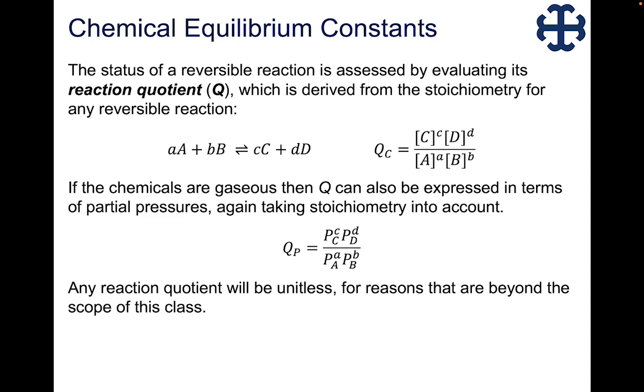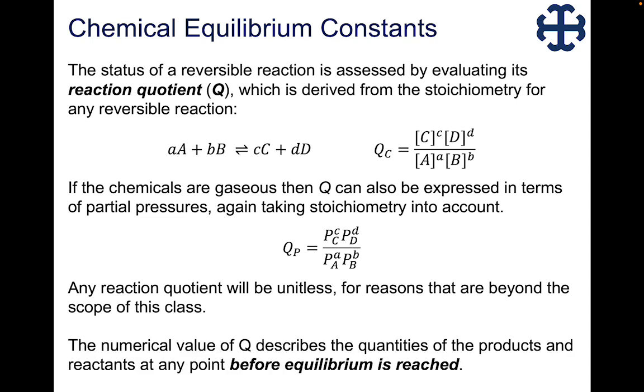Q has a value that is unitless. The reason is beyond the scope of this class, but if you take some upper division chemistry, you'll talk about this. Key takeaway there is that any value for Q doesn't actually have any units, so it's just a number. Finally, the numerical value for Q, the actual number we get, describes the ratio between our products and reactants at any point before our equilibrium is reached.